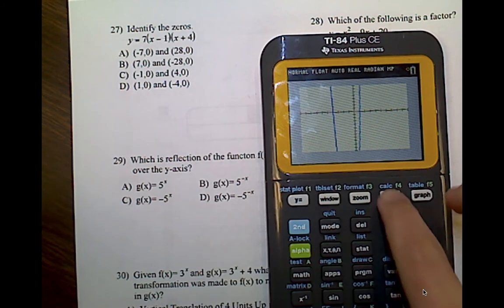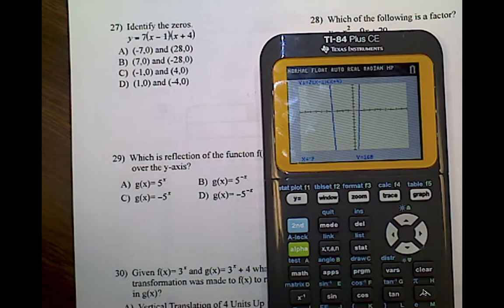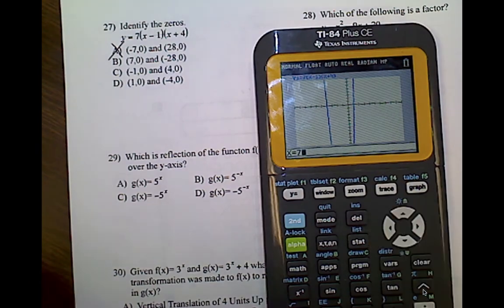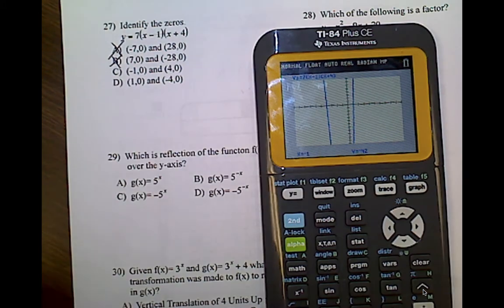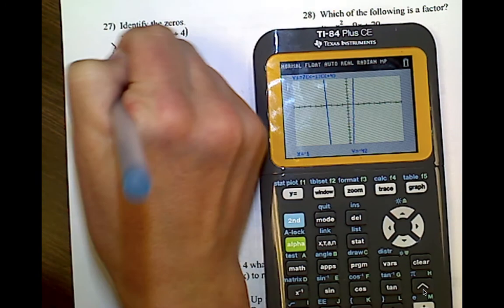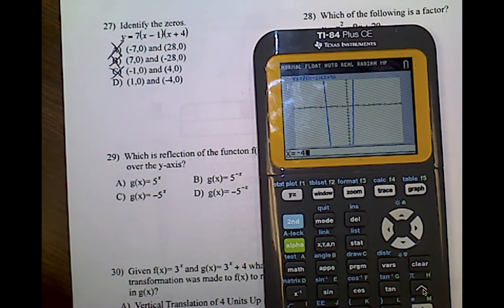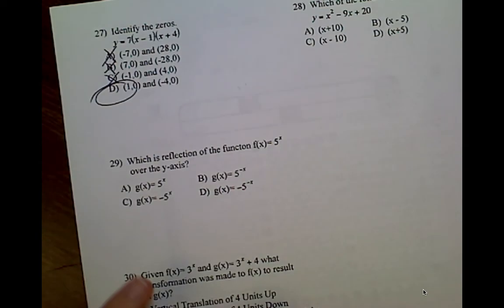So if I type in trace -7, notice it doesn't have a 0. So if you do this, it will keep giving you bogus answers. Trace 7 doesn't have a 0. Trace -1 doesn't have a 0. Trace 1 enter, oh, it has a 0, and trace -4 enter, it has a 0. Okay, so those work out perfectly.